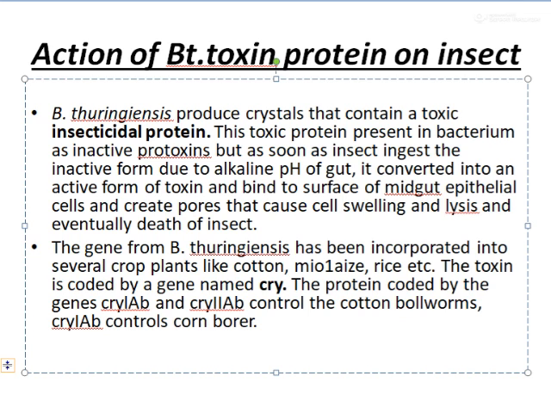Bacillus thuringiensis produces crystals that contain a toxic insecticidal protein. This toxin protein present in the bacterium is an inactive protoxin, but as soon as insects ingest the inactive form, due to the alkaline pH of the gut it converts into an active form of toxin and binds to the surface of midgut epithelial cells and creates pores that cause cell swelling and lysis, and eventually the death of the insects.